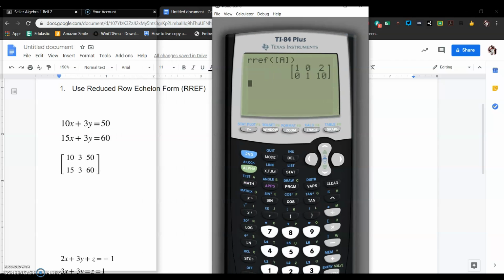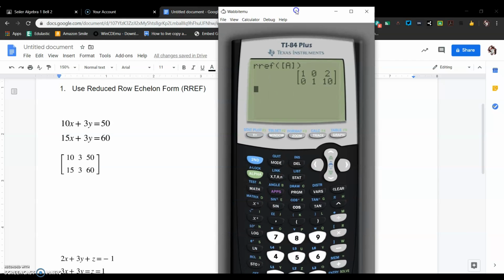What this 2, 10 represents is when we set up our matrices, we had a column for x's, a column for y's, and a column for our solutions. So here's our column for x's, here's our column for y's, and here's our solutions. What we can see here is 1, 0, 2. This tells us that x equals 2. 0, 1, 10, y equals 10.